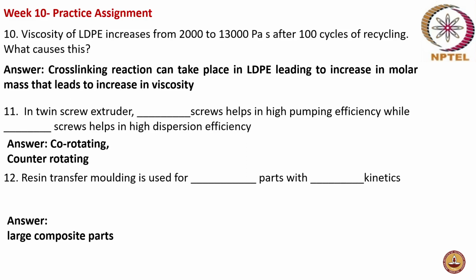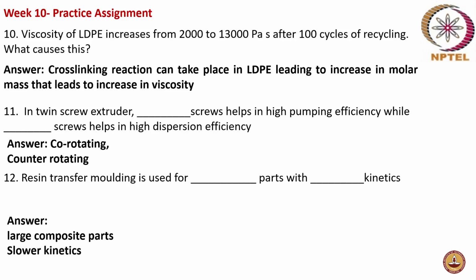Resin transfer molding can be used for large composite parts. Like for your aerospace and all, you can have large composite parts that can be manufactured. But you can have only simple mold shapes, and we cannot have very complex mold shapes in resin transfer molding. And also, the kinetics should be slower kinetics. That is, your cross-linking and curing operation should be very slow, because the mold will be very big, because the composite part that is to be made is very large.